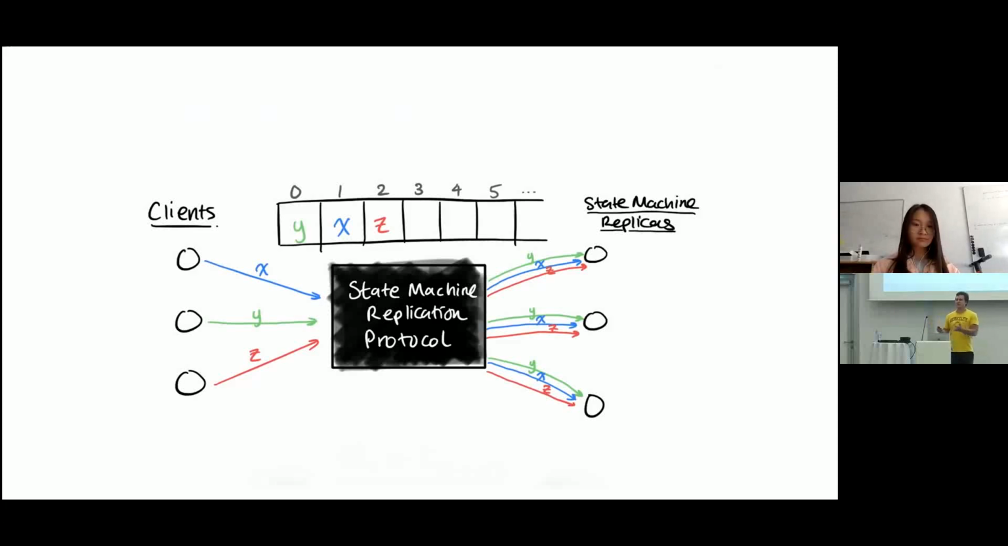For example, a key value store, or maybe a database. It doesn't really matter what it is. We want to make sure that all of these copies always stay in sync. We want to make sure they don't diverge. If we view a state machine replication protocol as a black box, it accomplishes this by doing something like this.